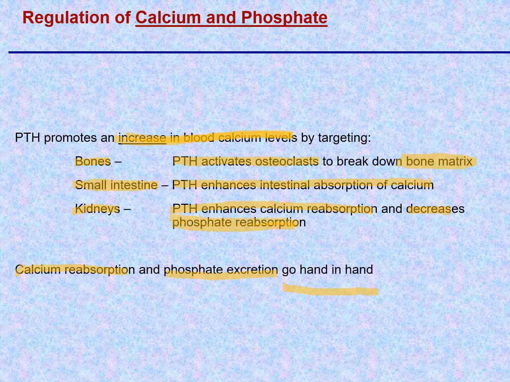So if your calcium levels are low, then your parathyroid glands normally respond to that and secrete more PTH, and that will act on bone osteoclasts to increase breakdown of bone. It'll act on the small intestine to increase absorption of calcium from food, and it'll act on the kidneys to increase calcium reabsorption from the filtrate.